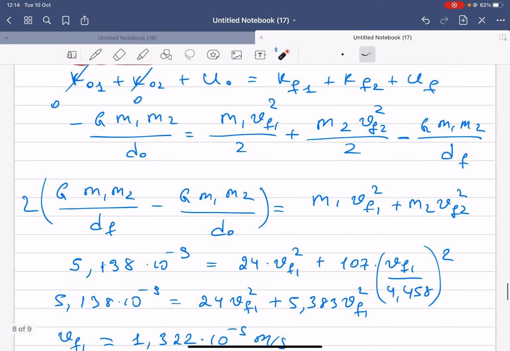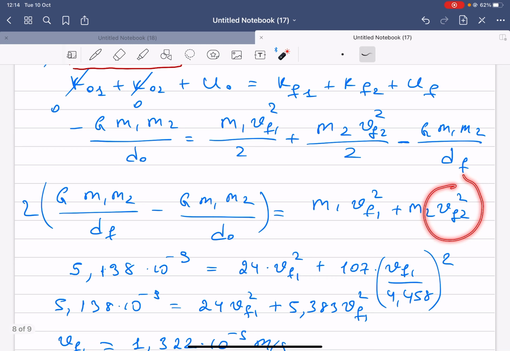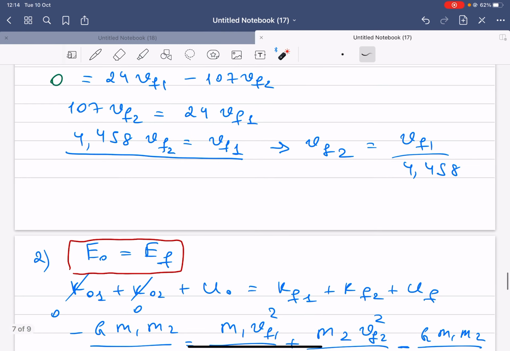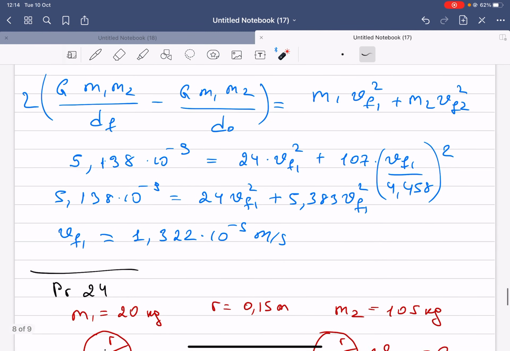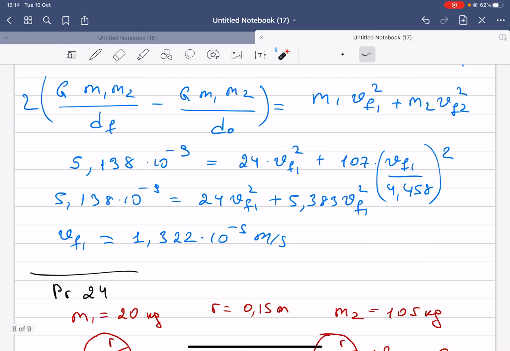For the final v2, I took it from here and plugged it in here. Okay, then I did the calculation and I got the final speed for the mass 1, and that becomes this one.